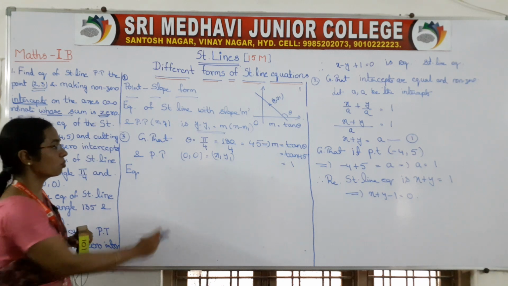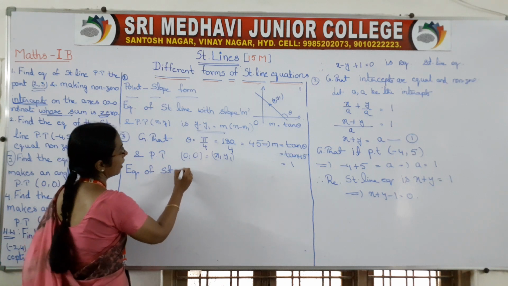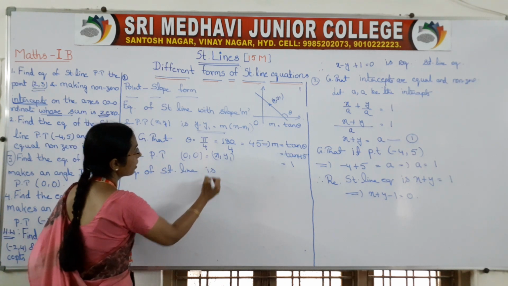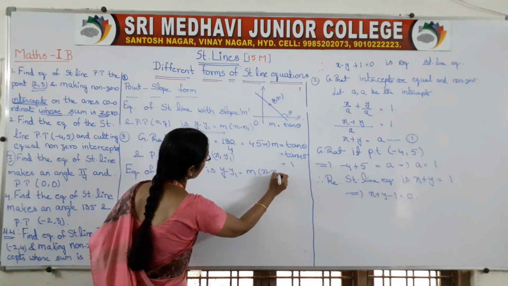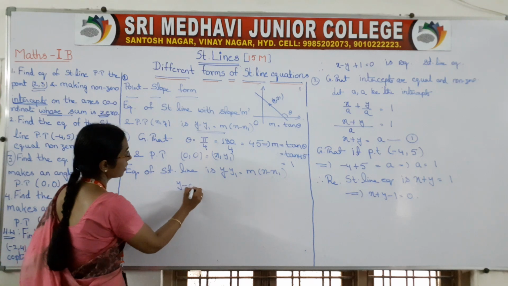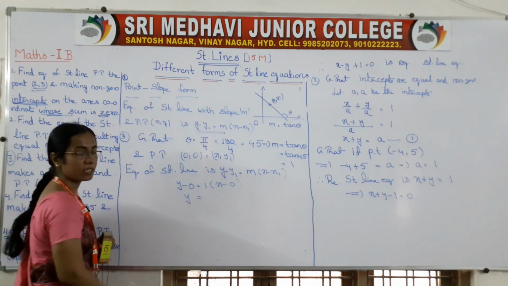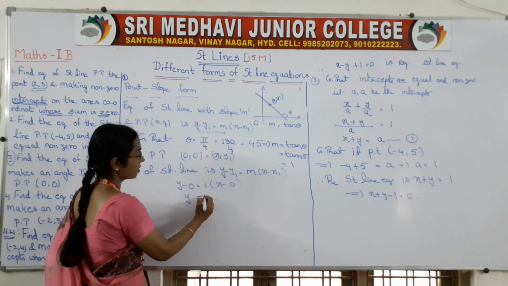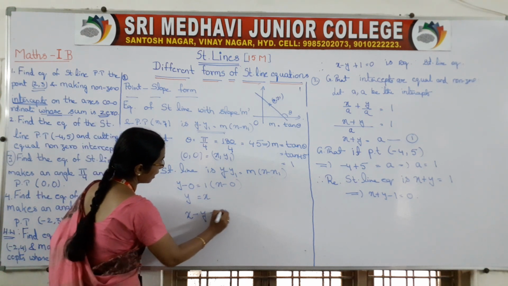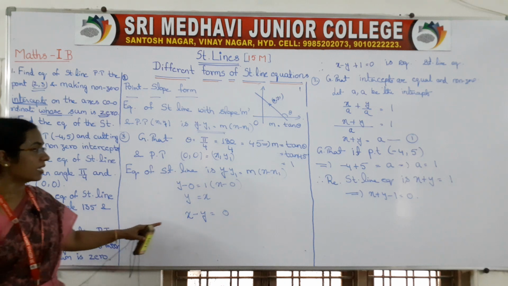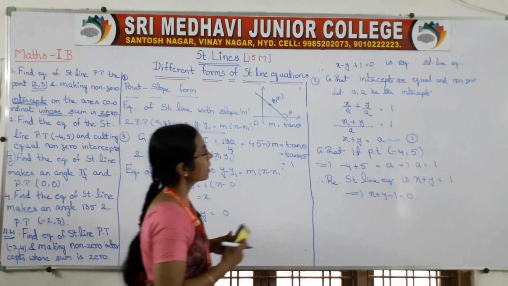You know the slope, you know the point. So the equation of a straight line is, what is the formula? Now only you got it. y minus y1 is equal to m into x minus x1. So y minus 0 is equal to 1 into x minus 0. So y minus 0 is y, x minus 0 is x, x into 1 is x. Generally we first write x, then we write the y term. That is your required line equation. This is your 2 marks question.